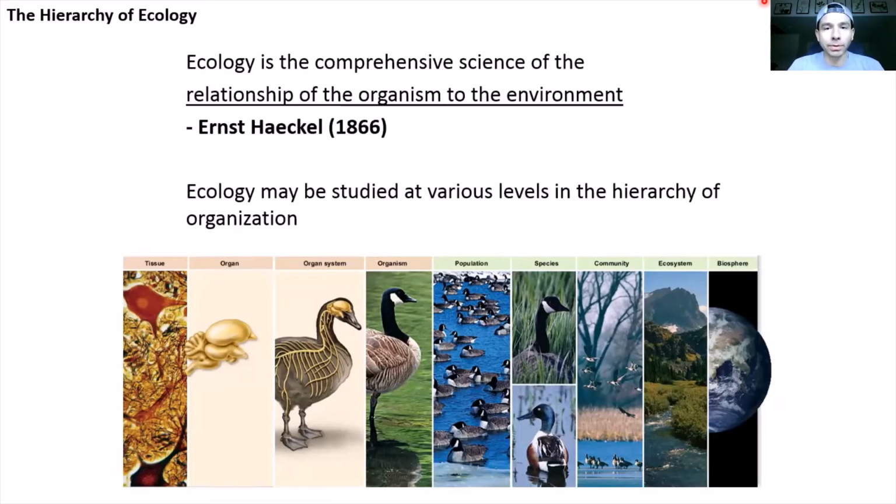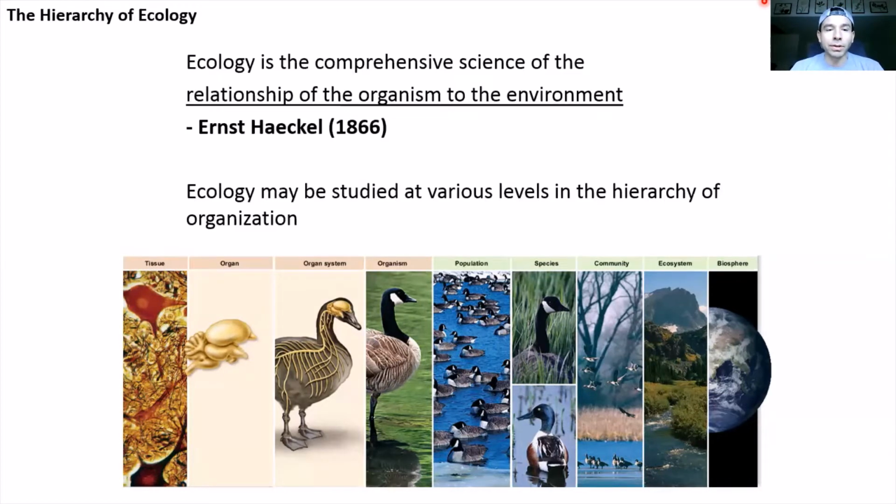So what is ecology? Well, ecology, the "logy" is the study of, the "eco" comes from the Greek word oikos, which means home. So ecology is the study of the home, but specifically it is a comprehensive science of the relationship of the organism to the environment. Charles Darwin was an ecologist, but for most of his life the word didn't exist because his contemporary Ernest Haeckel was the one that coined the term in 1866.